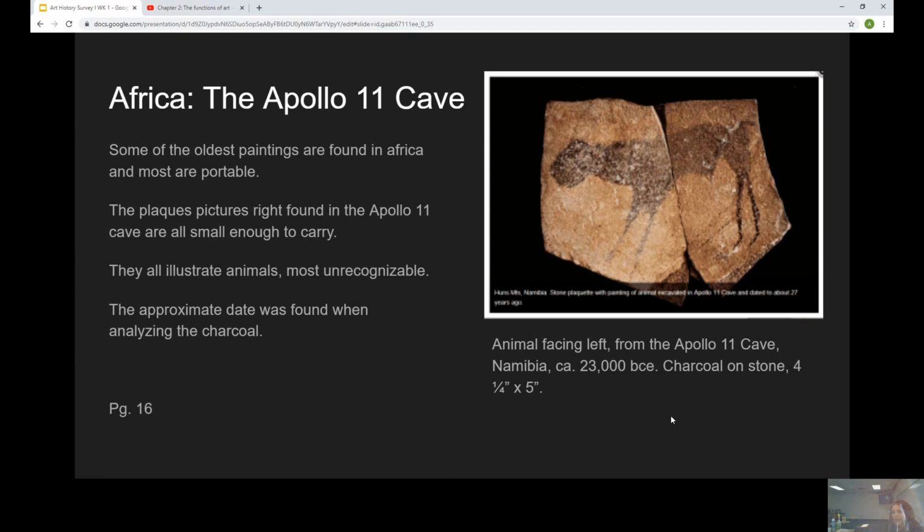And in case you're wondering how we get the approximate date on these objects, it's carbon dating the materials that were used on the objects. So for this one, they carbon dated the charcoal on it. And for anyone that's curious why there's a bunch of CAs in front of these, that just means approximate. It's short for circa, which is Latin for approximate. So approximately, this was made around 20,000 BCE.